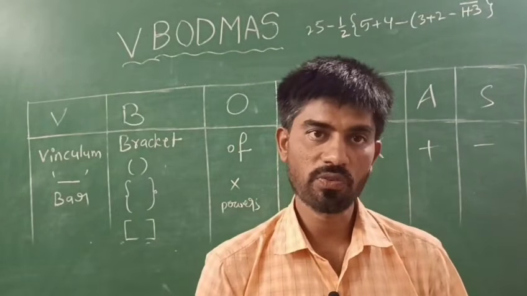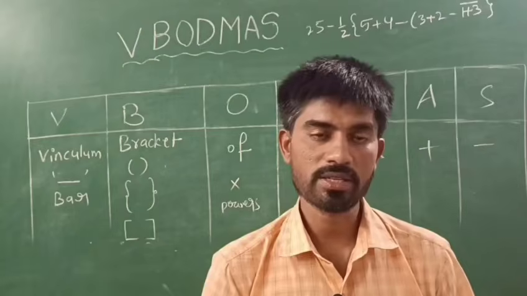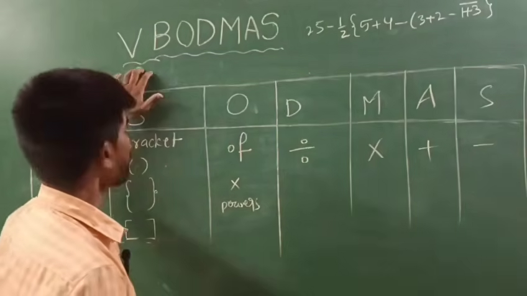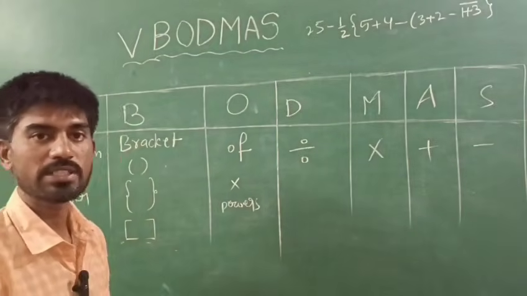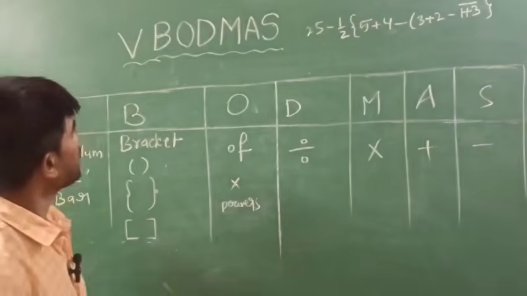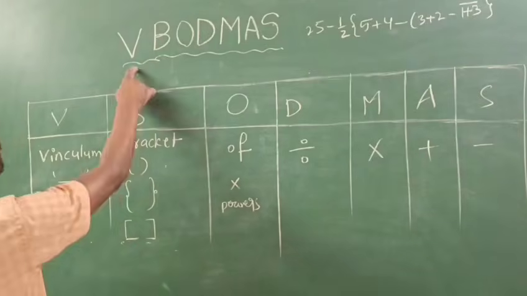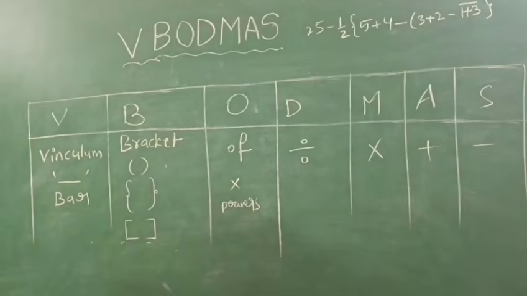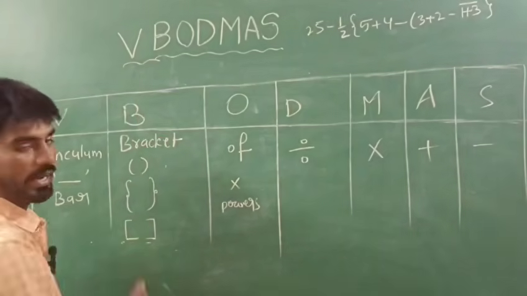This video is useful for primary and upper primary class students. This is a very important topic when we are going to simplification in mathematics. In V BODMAS, I am going to explain each term. V stands for Vinculum. B stands for bracket.